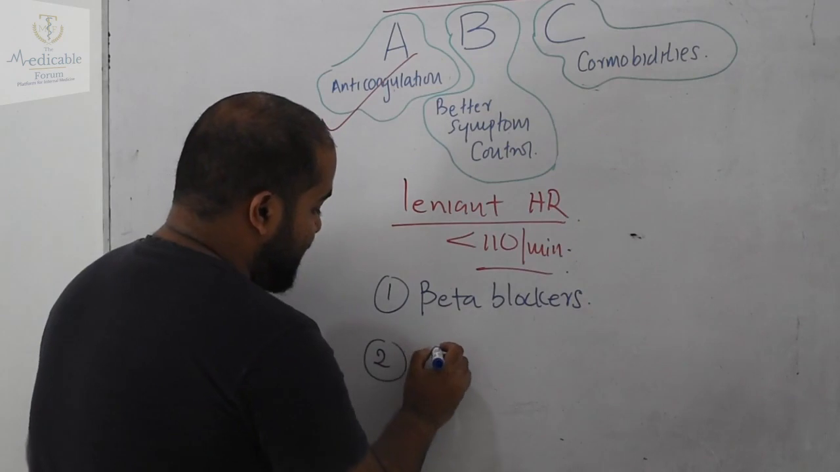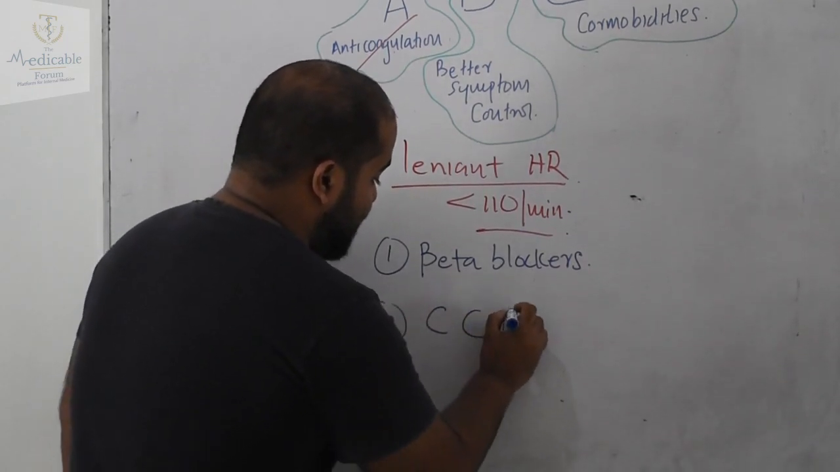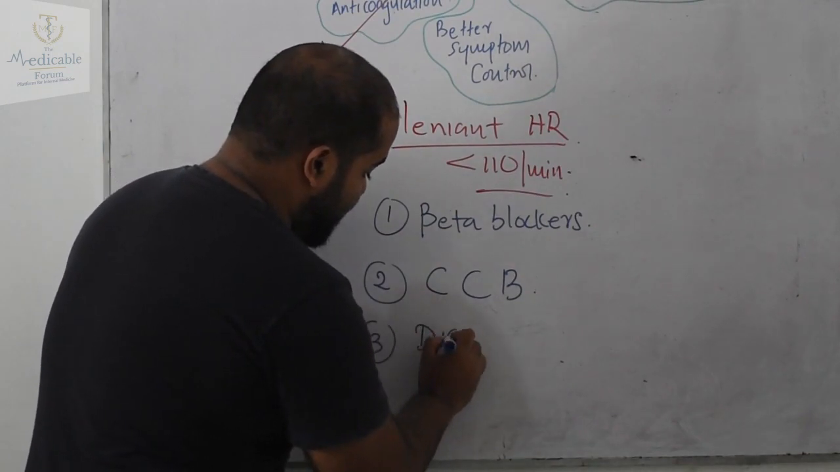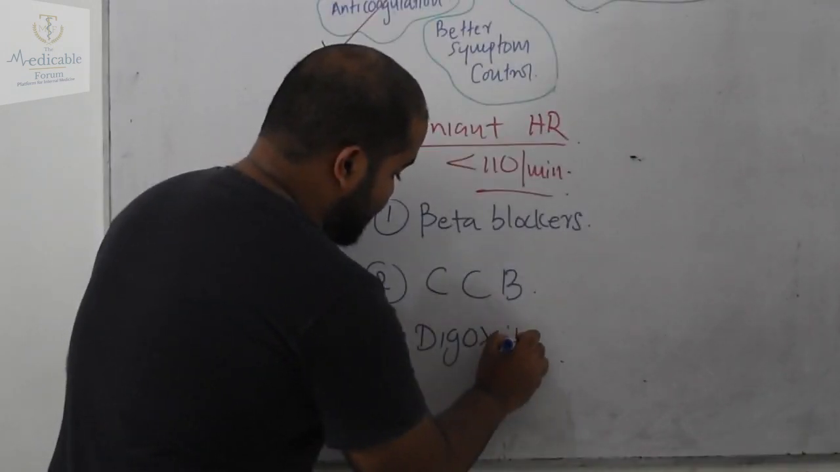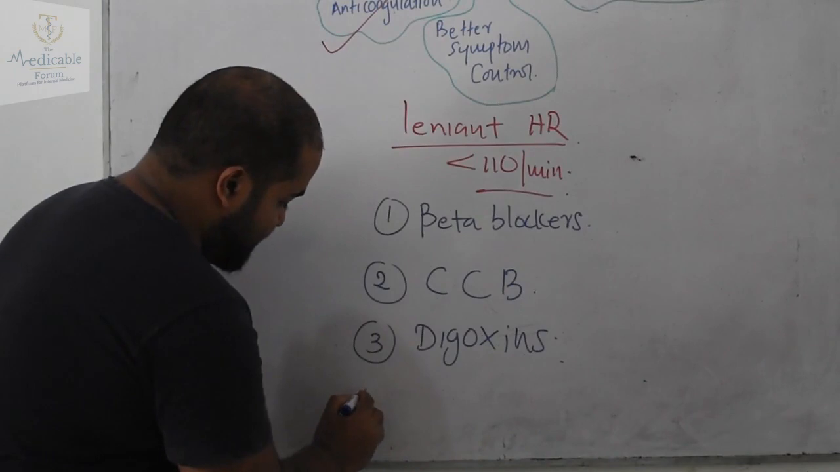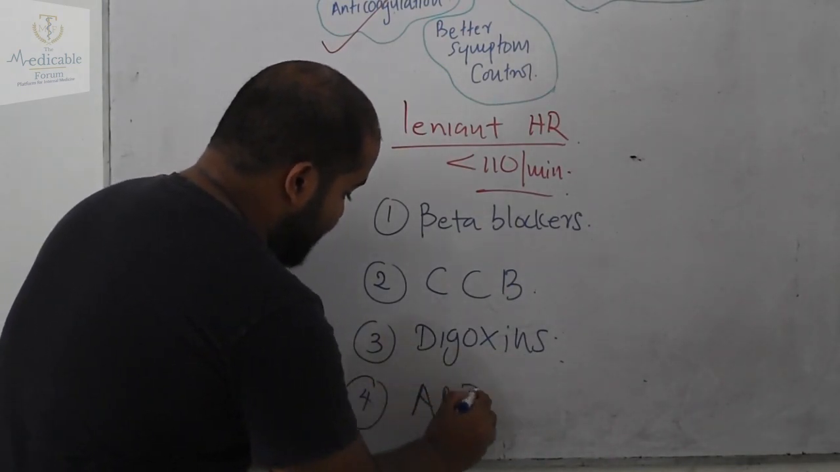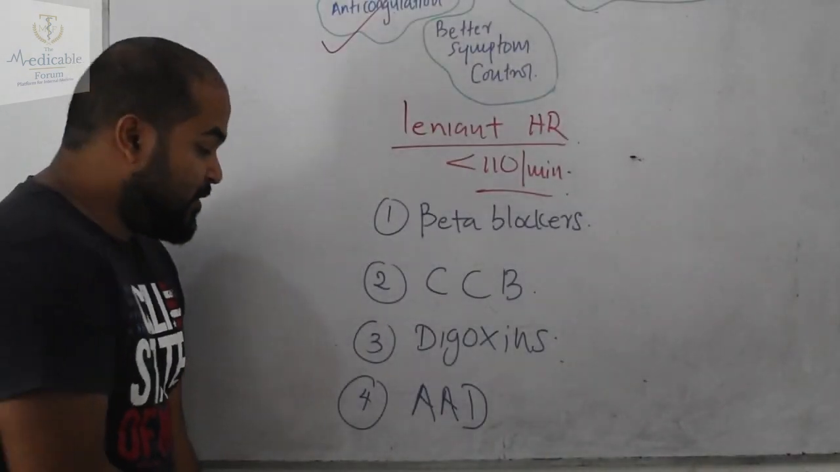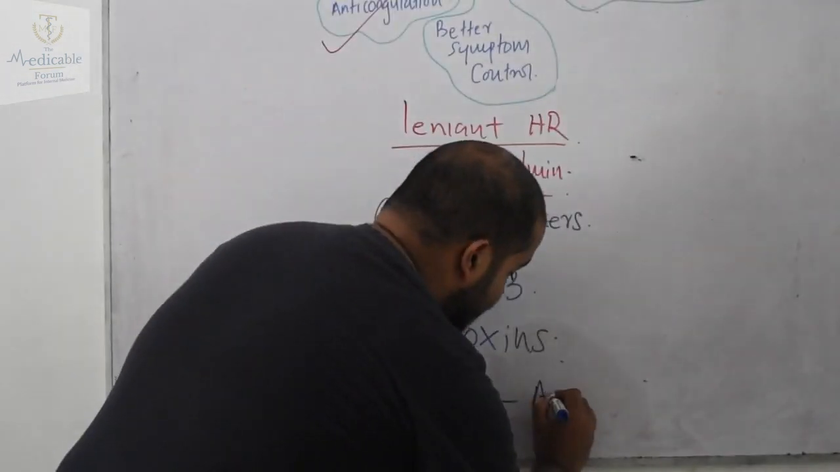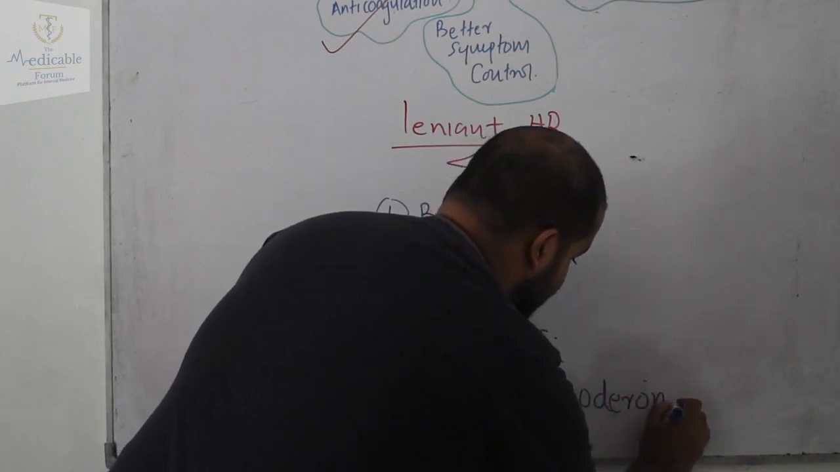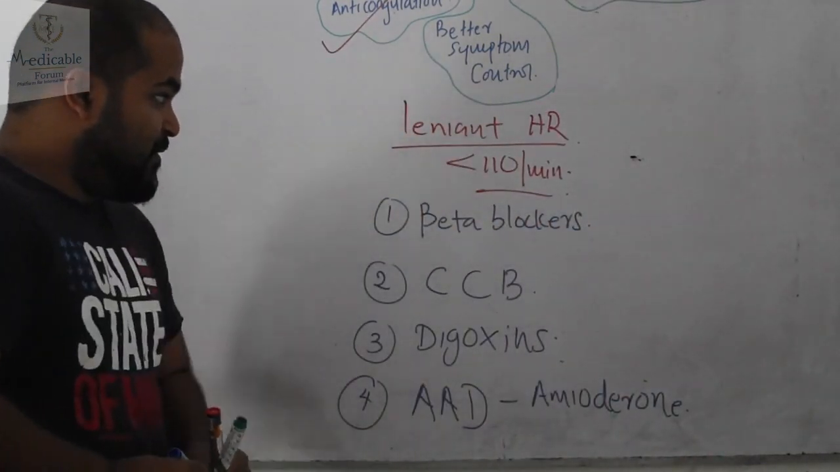Then we have calcium channel blockers. What else? We have digoxins. Then last, we have an anti-arrhythmic drug. What is the drug we are going to talk about here? We are going to talk about amiodarone. Yes, you heard it right, amiodarone.